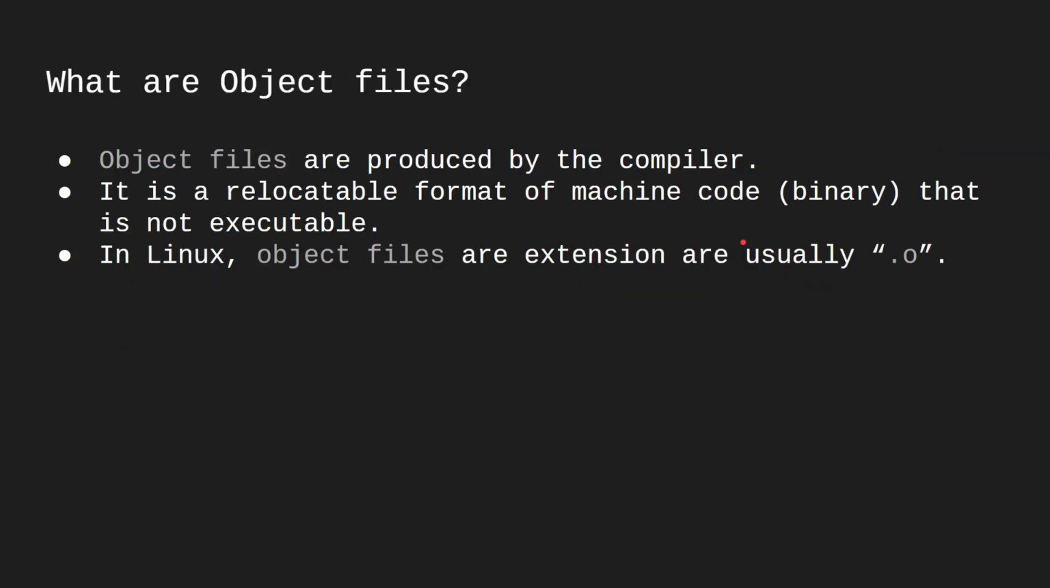So, what are object files? Object files are really just a relocatable format of machine code. So it's not an actual executable, but it is a translation unit, or some type of chunk of code, that you can think of as able to be linked with at compilation time. Usually in Linux, these object files will have the .o extension.